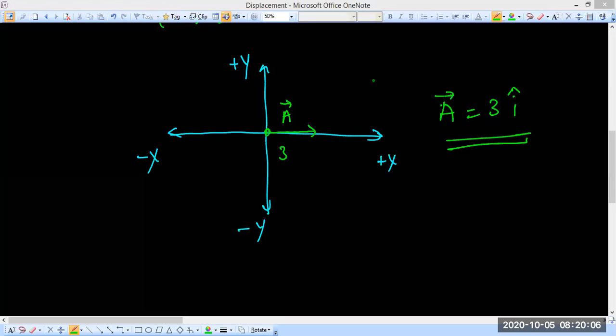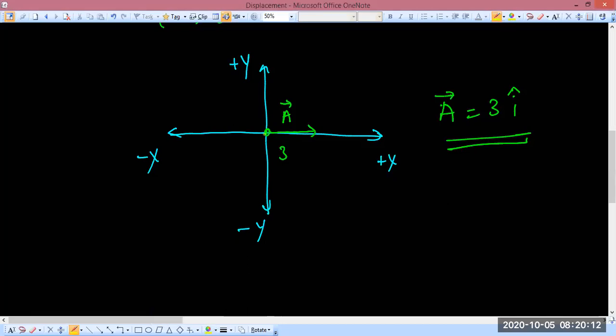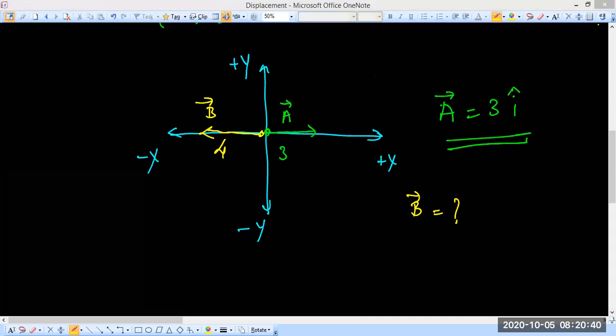Okay, very good. Now, suppose instead of this, there is a vector b which is like this, but that is 4 units in length. What do you think we should write for it? Yes, Sanju, what is it? Yes, so this is going to be minus 4 i caret.